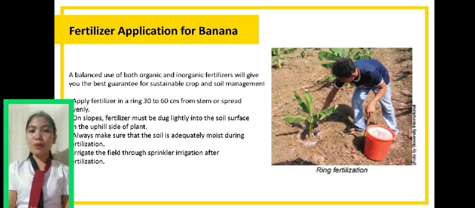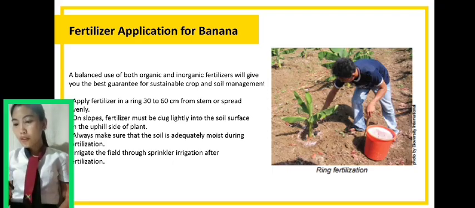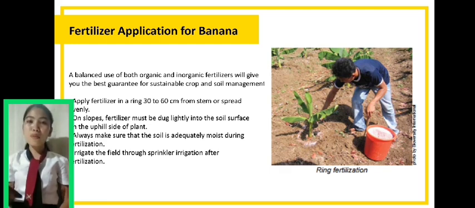Fertilizer application for banana. A balanced use of both organic and inorganic fertilizer gives the best guarantee for sustainable crop production in the soil. Apply fertilizer in a ring 30 to 60 cm from the stem. Fertilizer must be dug lightly into the soil on the uphill side of the plant. Always make sure that the soil is adequately moist. Fertilization. Irrigate the field through sprinkler irrigation after fertilization.